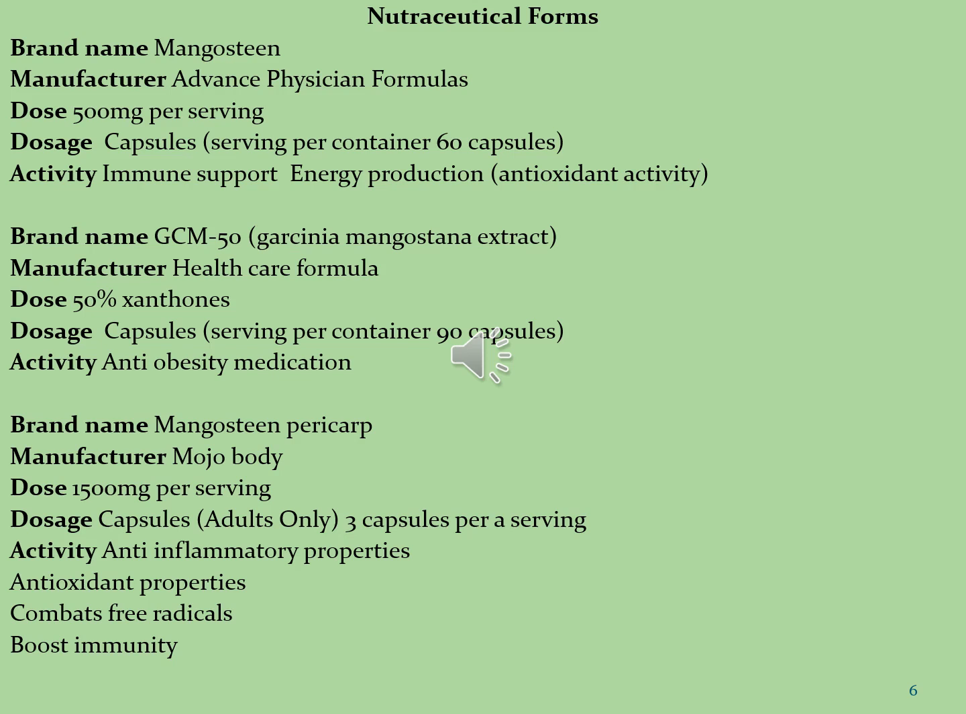The last brand is Mangosteen Pericarp. It is manufactured by Mojo Body and we take its dose 1500 mg per day to 1800 mg per day, and it is formulated in capsule dosage form, so it can be taken as 3 capsules per day. It is used for anti-inflammatory properties, antioxidant properties, combats free radicals, as well as boosts immunity.